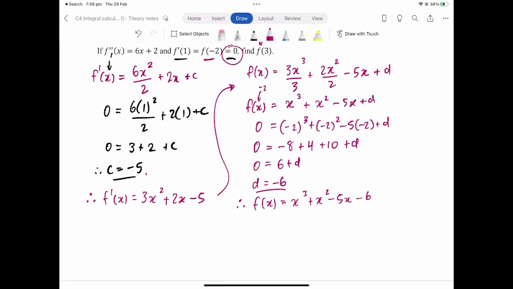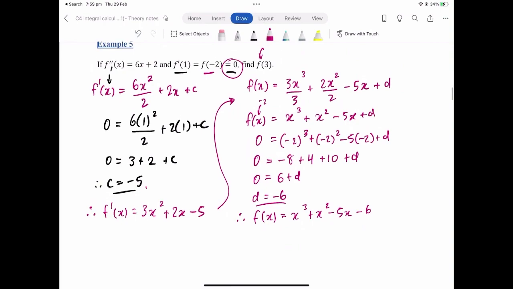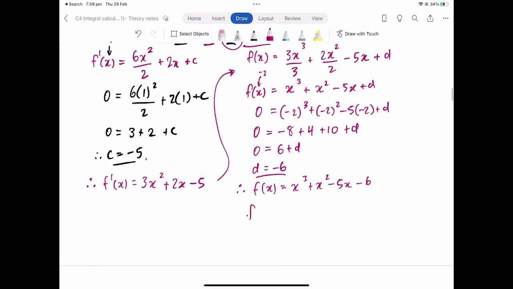Now finally, we haven't actually answered the question, because the question that we've been trying to answer is to find what f of 3 is. Well, we know what f of x is now, so we can find f of 3 by substituting 3 into this equation. So 3 cubed plus 3 squared minus 5, keep it consistent, minus 5 lots of 3, minus 6. So we get 27 plus 9 minus 15 minus 6.